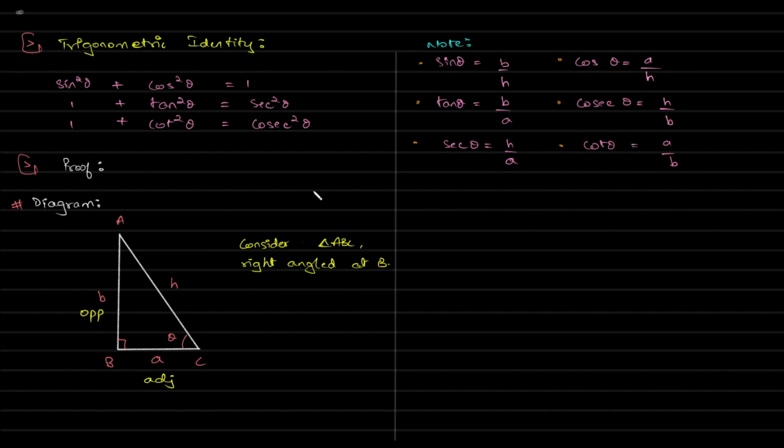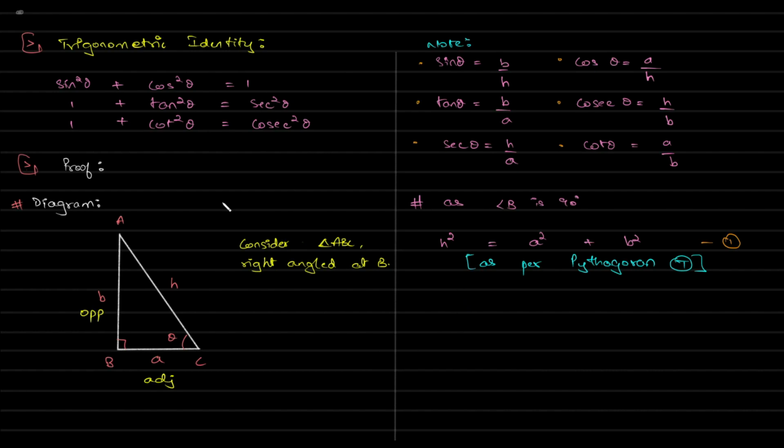Now, the next step is, as angle B is 90 degrees, we have as per Pythagoras theorem, H square is equal to A square plus B square. This is as per Pythagorean theorem, right? We'll call this equation 1.